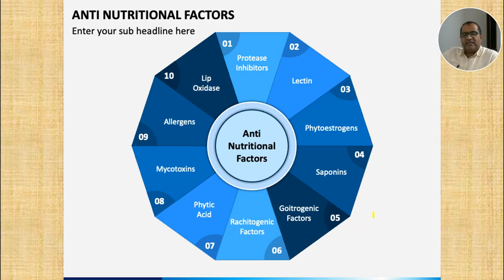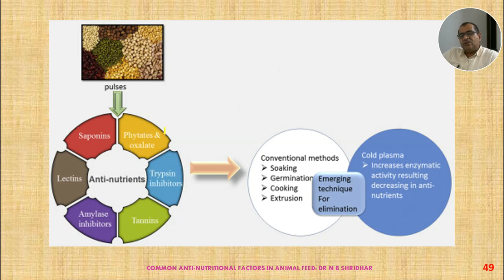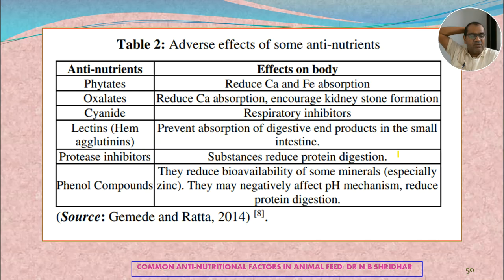So, once again, these are all the anti-nutritional factors summarized, and pulses contain saponins, trypsin inhibitor, tannins, etc. How we can reduce the effect is by soaking, germination, cooking, extrusion, cold plasma, increased enzymatic activity, etc. And these are some adverse effects of anti-nutritional factors.